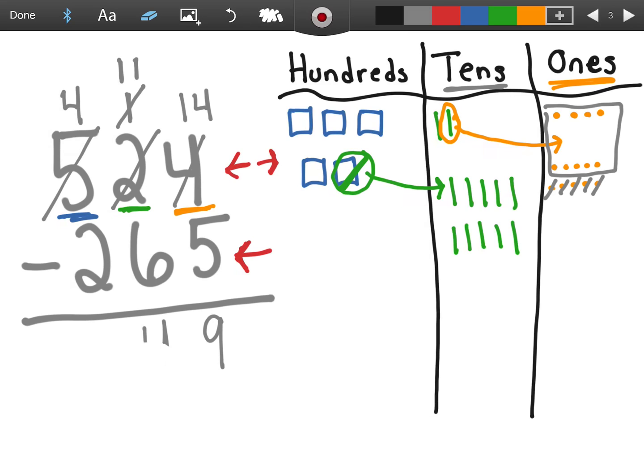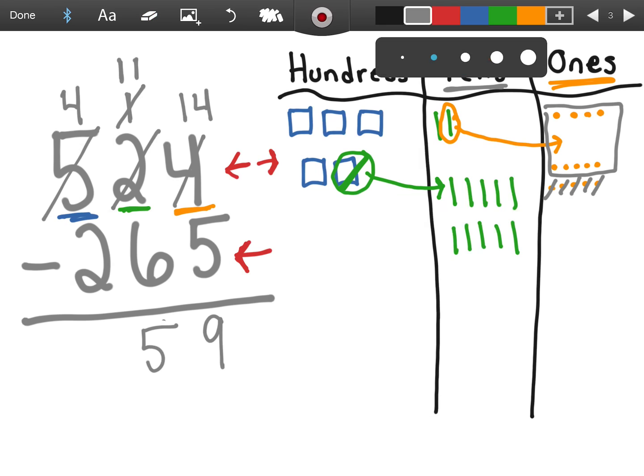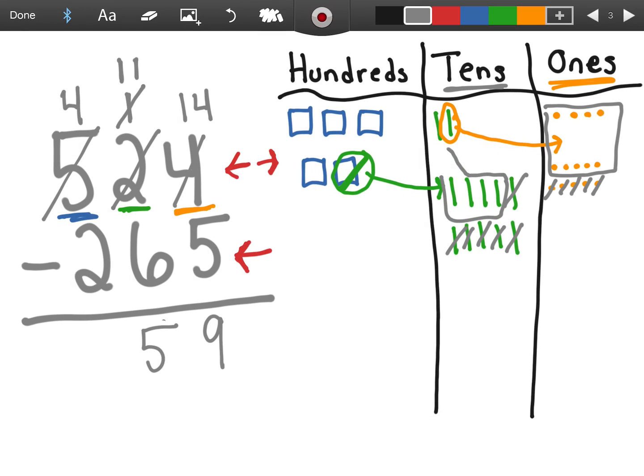Oh, I'm sorry, that's 5. And then we go over here and we can cross those out. So we have 11, we take away 6, 1, 2, 3, 4, 5, 6, and that leaves us with our remaining 4 up here and 1 up here.